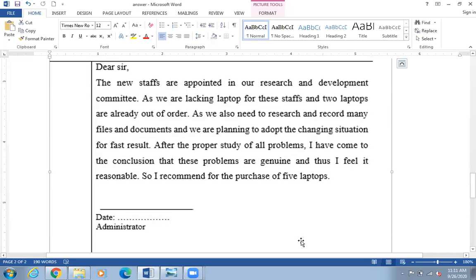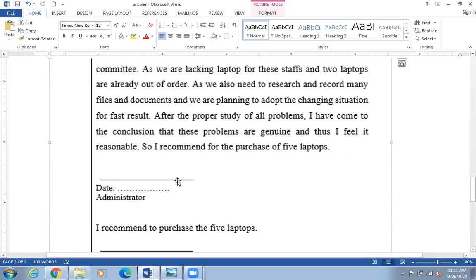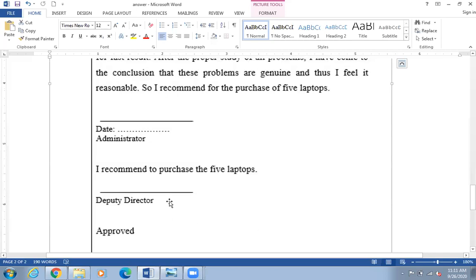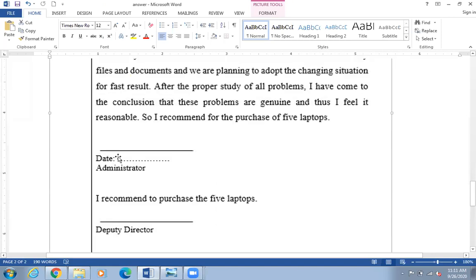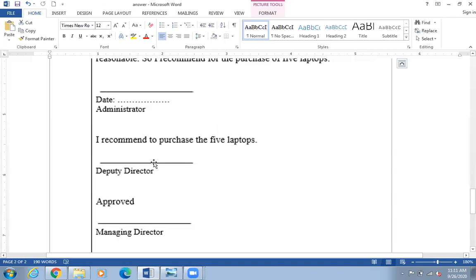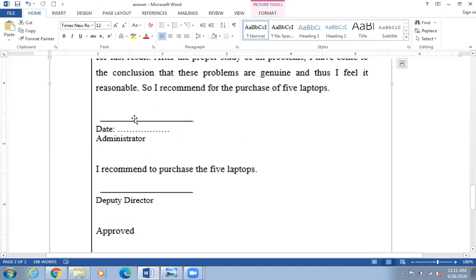Then after that, what do you need to do? Wherever there is a dash line, here we need to do the signature. Okay, so here you can write down the signature of a different person: Hari Bahadur, Madan Bahadur, Krishna Bahadur. Okay, any signature you can do. Do your own signature, right? After the signature, write down the date.